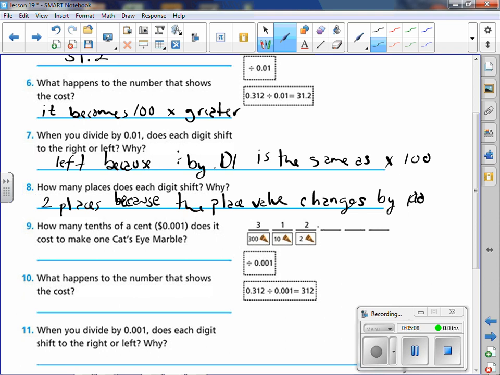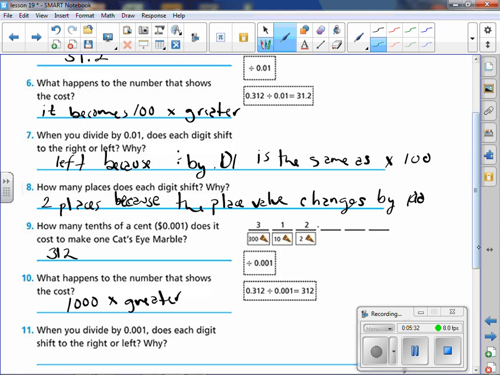Okay. How many tenths of a cent does it cost to make one cat's eye marble? 312 tenths of a cent. Okay. Because it's 1,000 times greater. So the cost goes 1,000 times greater.